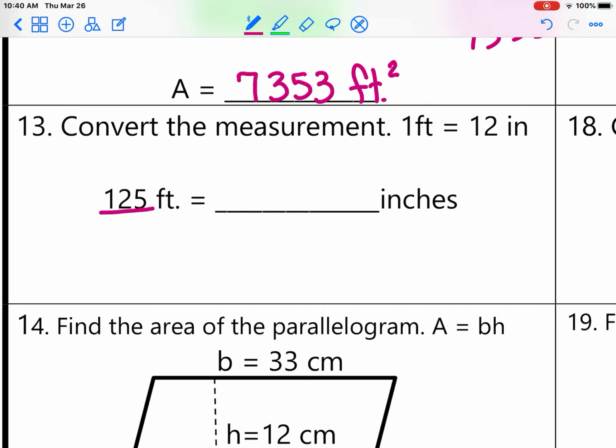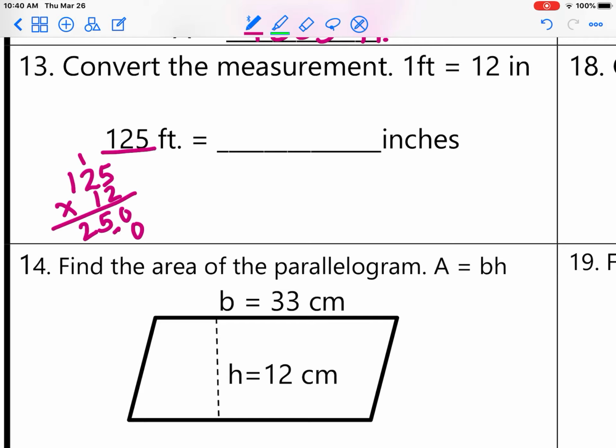Well, if 1 foot equals 12 inches, that means I can multiply 125 feet times 12 inches to see how many inches that is. So let's do that now. 2 times 5 is 10, carry the 1. 2 times 2 is 4, plus 1 is 5, and 2 times 1 is 2. And then on the bottom, we'll put a 0 placeholder. We're just multiplying everything by 1. So it's 5, it's 2, it's 1. I'm doing what you guys do. I'm getting myself in a mess here where I can't see my work.